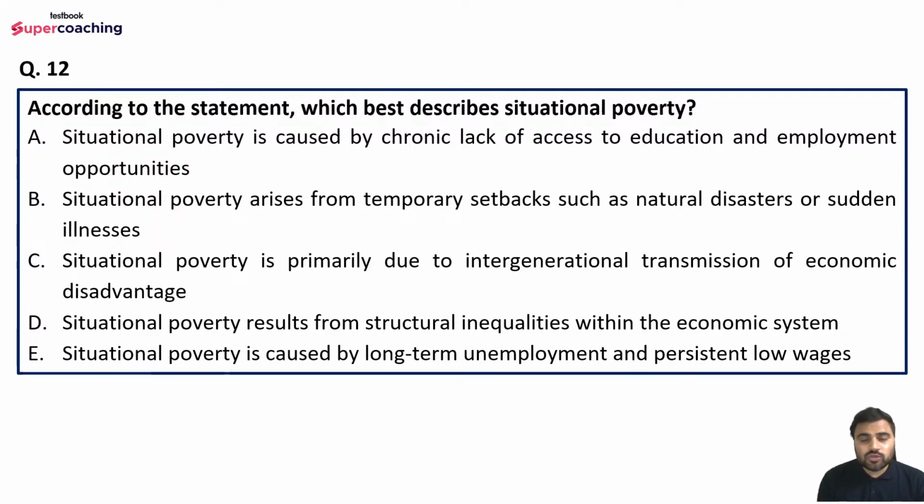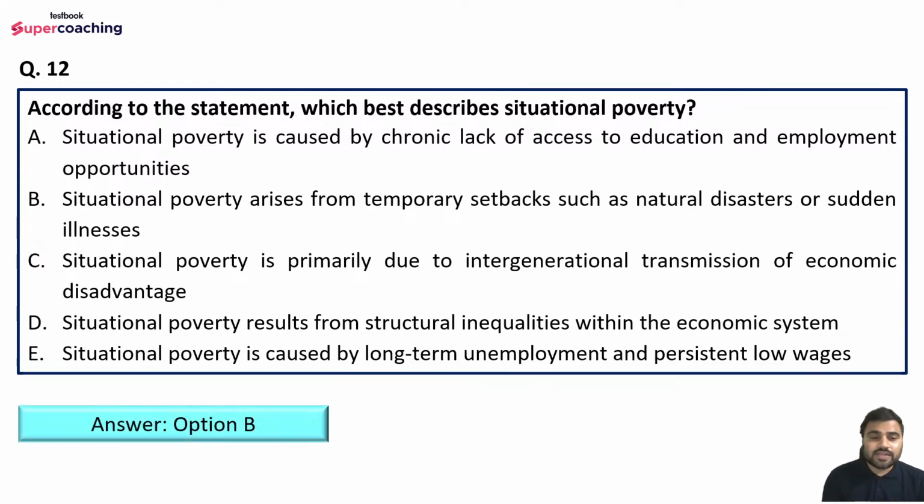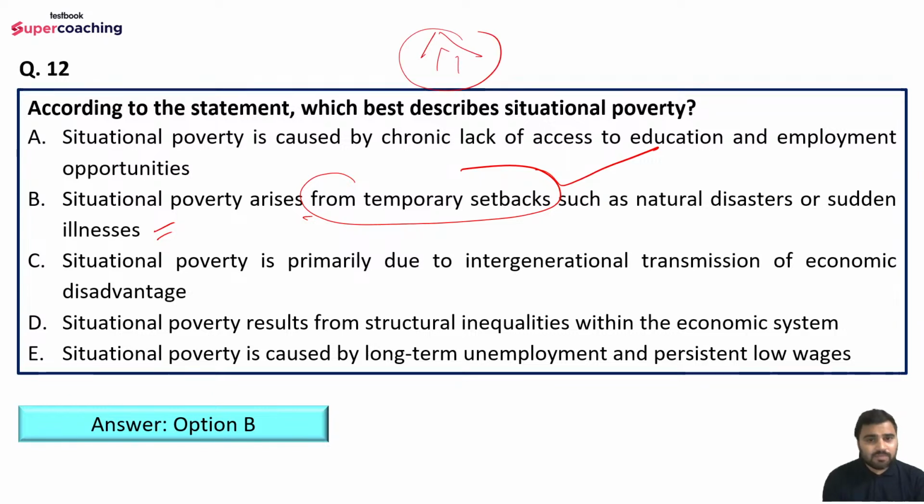Do let me know, what do you think? Which of the following best describes situational poverty? So the right answer would be option number B, that is situational poverty arises from temporary setbacks such as natural disaster or sudden illness. तो ये जो बेसिकली आपके लाइफ में जो टेम्पररी सेटबैक आए उससे पहले आप above poverty line थे, राइट? But due to some temporary setbacks you become poor.